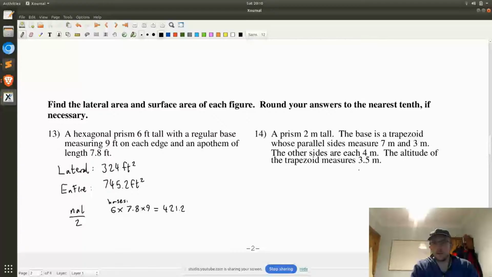2 meters tall. The base is a trapezoid whose parallel sides measure 7 meters and 3 meters. The other sides are each 4 meters. The altitude of the trapezoid measures 3.5 meters. So, what does that mean? That means do 7, add 3, add 4, add 4. So we get 18, and then times that by 2.